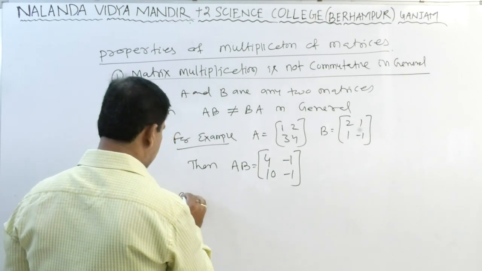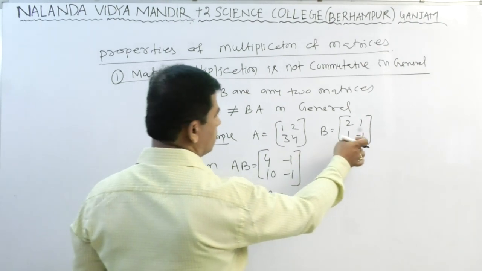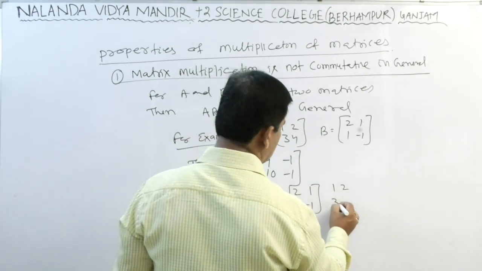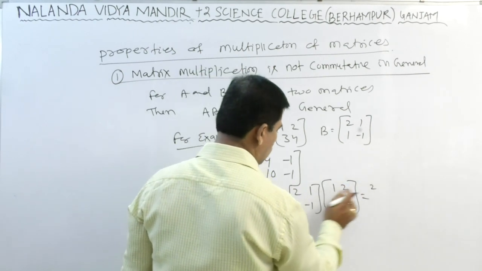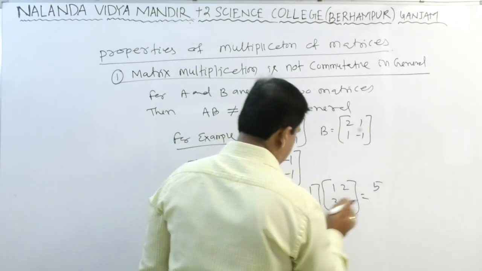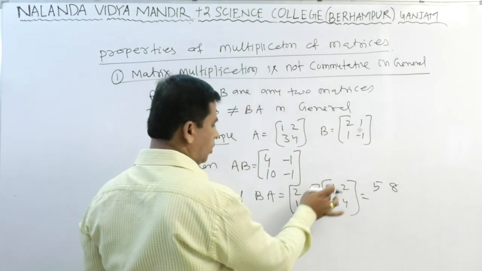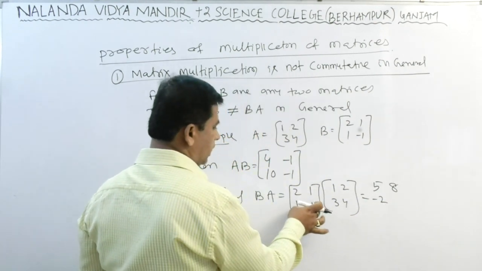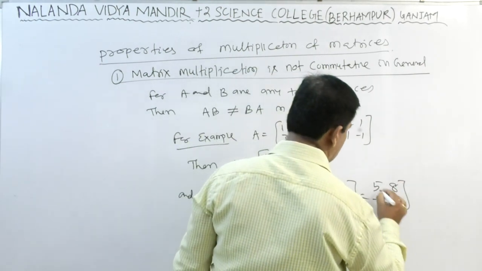Now we also find BA. BA means B matrix multiplied with A, that is 2, 1, 1, minus 1 multiplied with 1, 2, 3, 4. First row, first column, 2 into 1, 2 plus 1 into 3, 3, 2 plus 3 is equal to 5. First row, second column, 2 into 2, 4, 1 into 4, 4, 4 plus 4, 8. Second row, first column, 1 into 1, 1, minus 1 into 3, minus 3, 1 minus 3 is equal to minus 2. Second row, second column, 1 into 2, 2, minus 1 into 4, minus 4, 2 minus 4, minus 2. This is our BA.